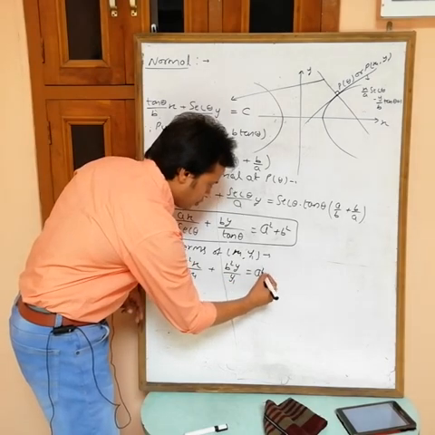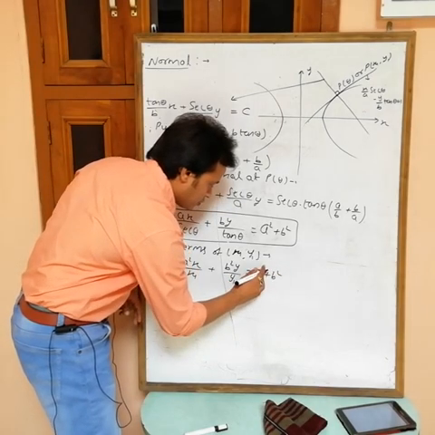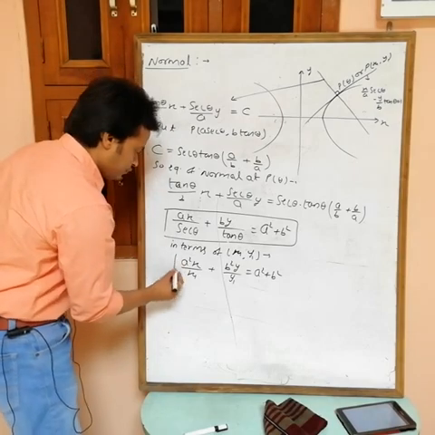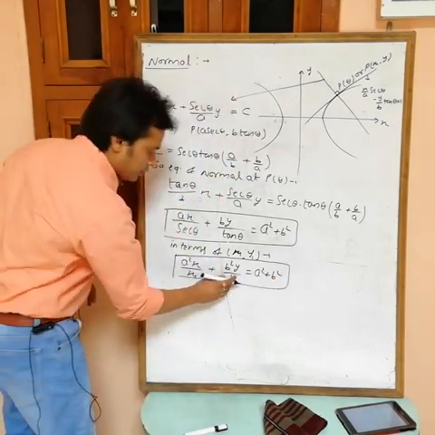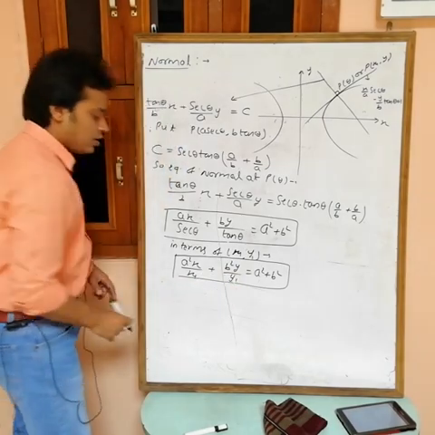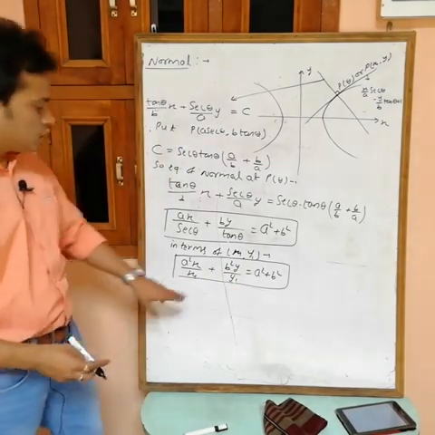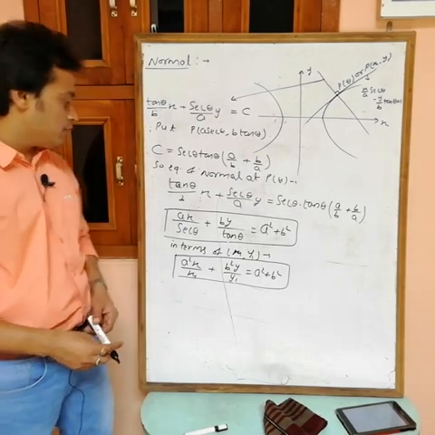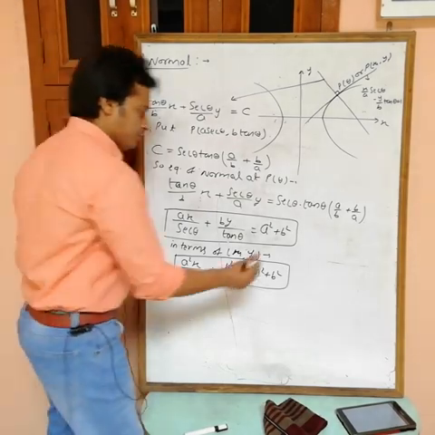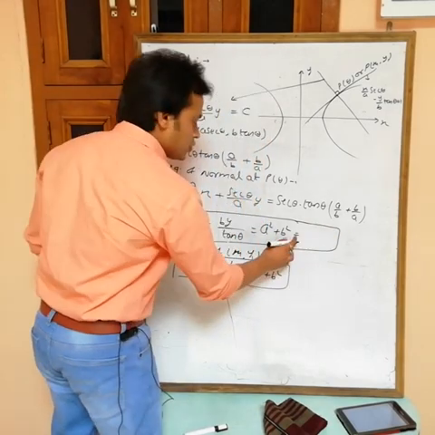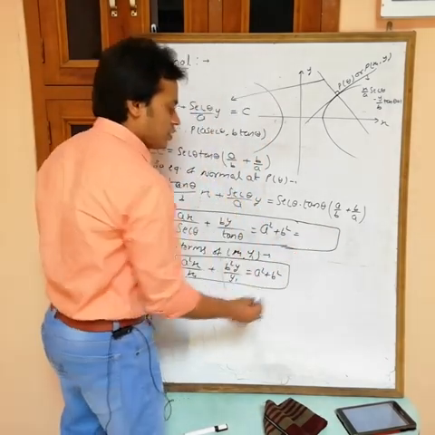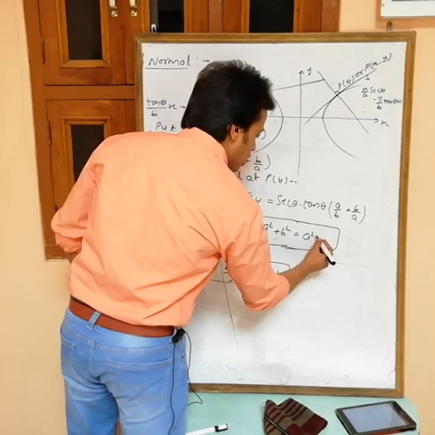Equal to a square plus b square. This is the equation of normal in terms of x1, y1: a square x by x1 plus b square y by y1 equals a square plus b square. And also, one thing: here you can write either a square plus b square, or the other value of a square plus b square, which is a square e square.